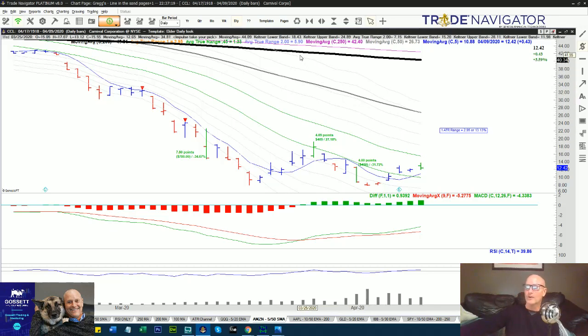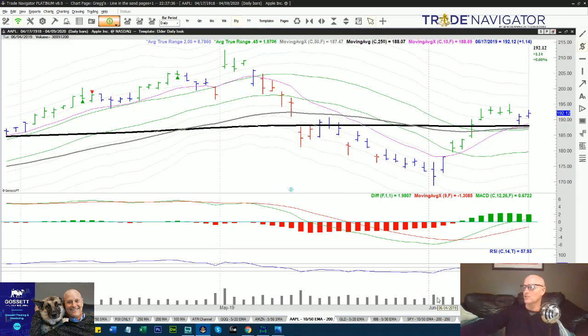So 2 ATRs will take into account the volatility and double that, so that you can take a position size based upon good information that you're going to be outside of the range of just the noise.